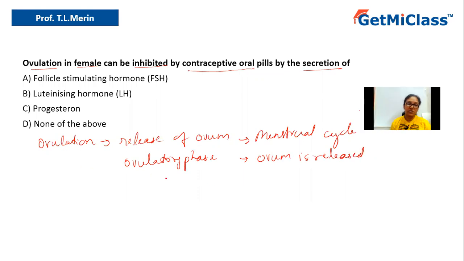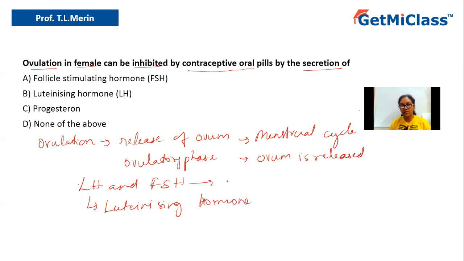Now, for this to happen, there are two important hormones which are released by the pituitary gland. They are nothing but the LH and FSH. LH is the luteinizing hormone, and FSH is the follicle stimulating hormone. Now, what is the function of these?